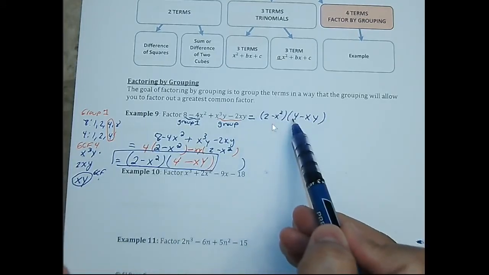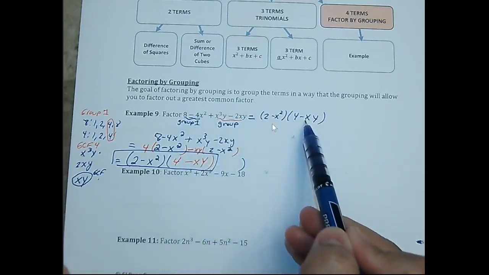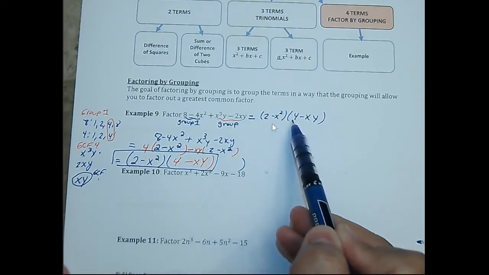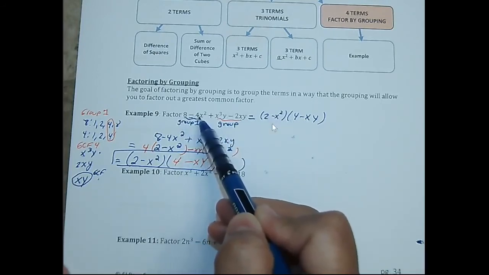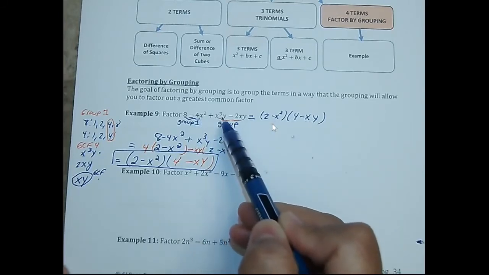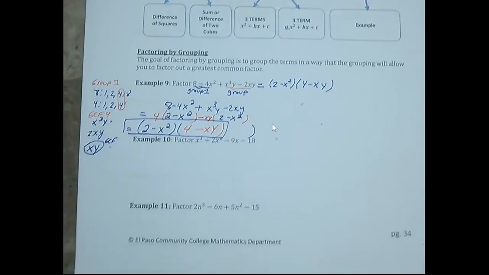2 times 4 is positive 8. 2 times negative xy is negative 2xy, which is here. And negative x squared times 4 is negative 4x squared. And negative x squared times xy is positive x cubed y. Okay, let's try another example.